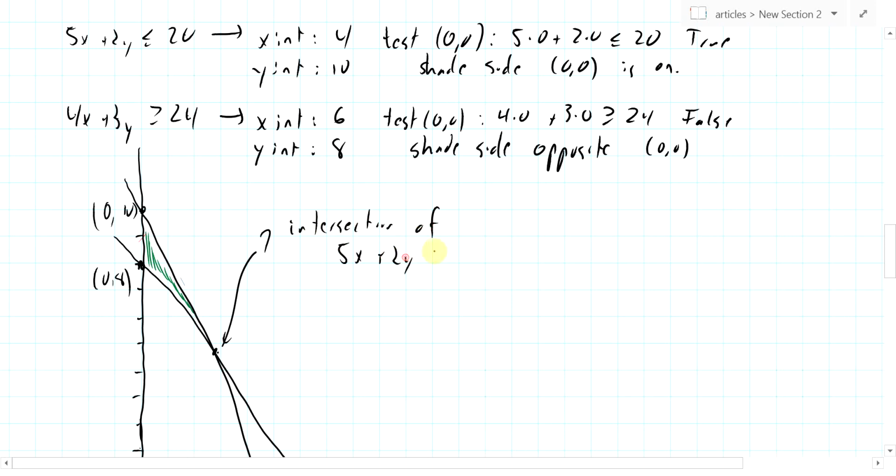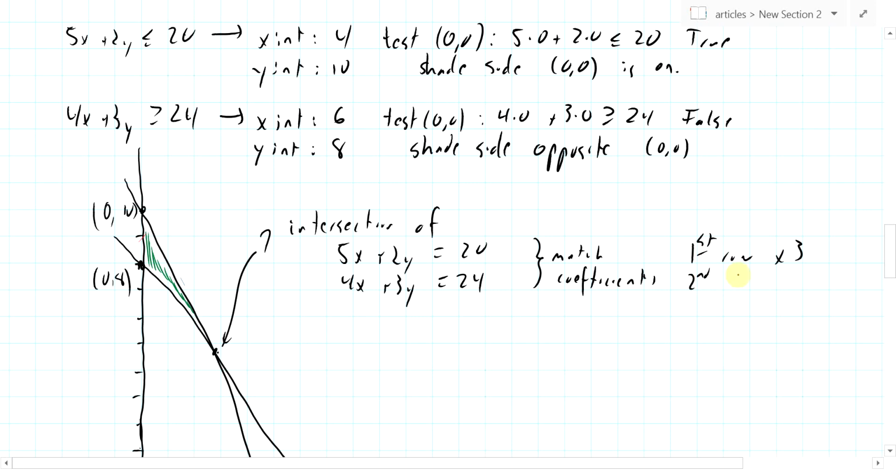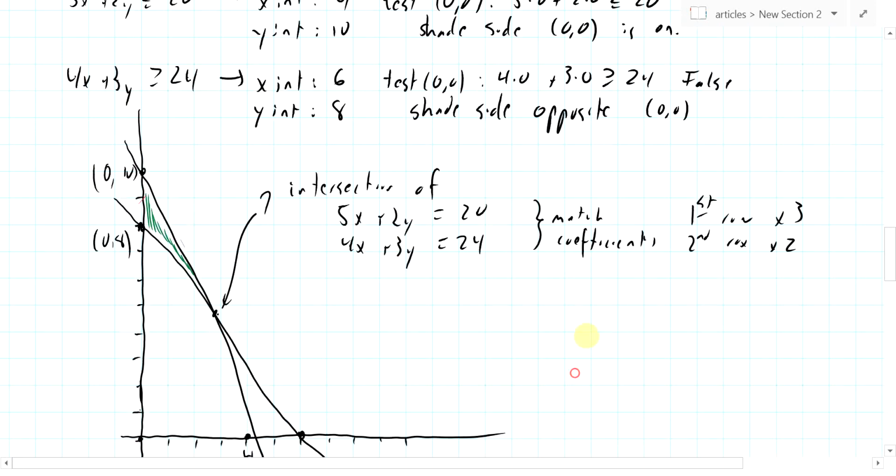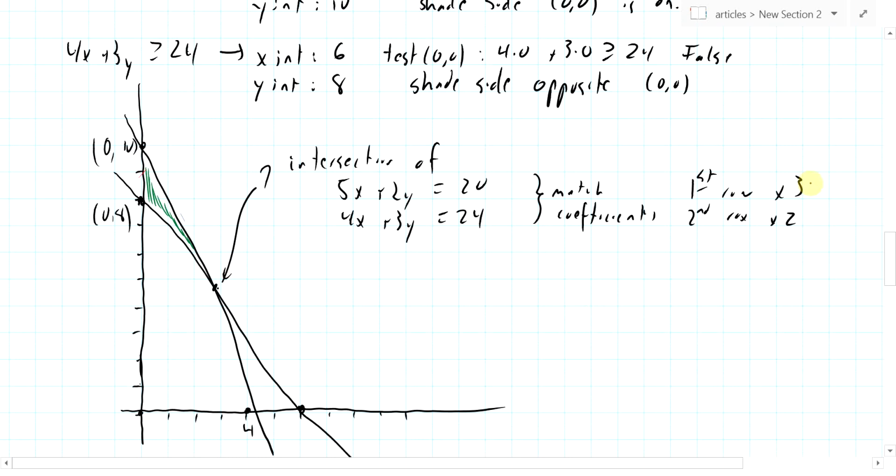5x plus 2y equals 20, 4x plus 3y equals 24. And again, I want to match coefficients. It's a little bit tricky here because the numbers are all sort of prime to each other. But first row times 3, second row times 2. If I do that, then my y's will match.